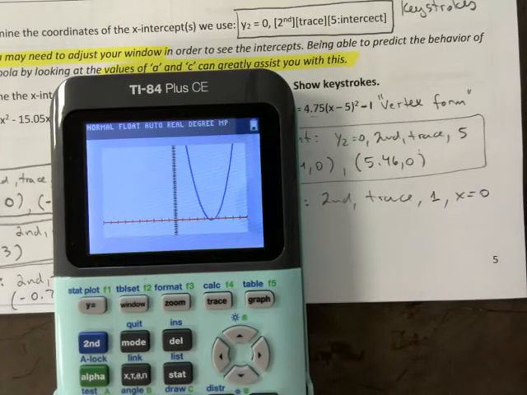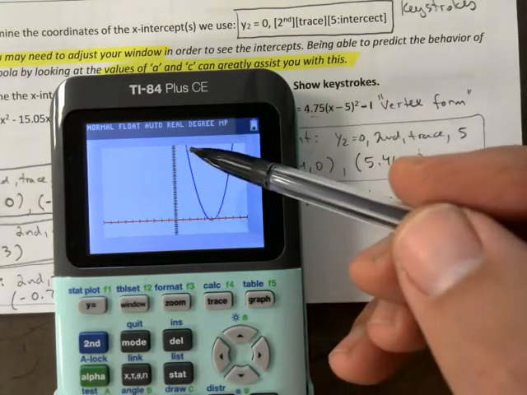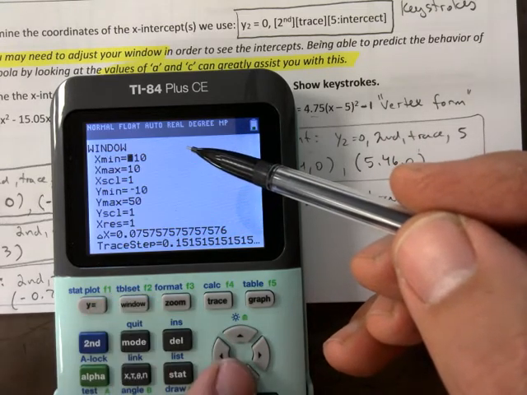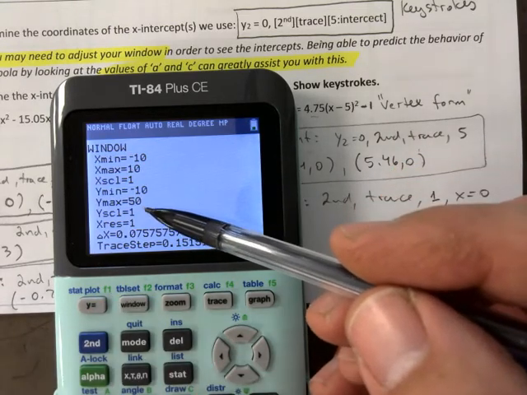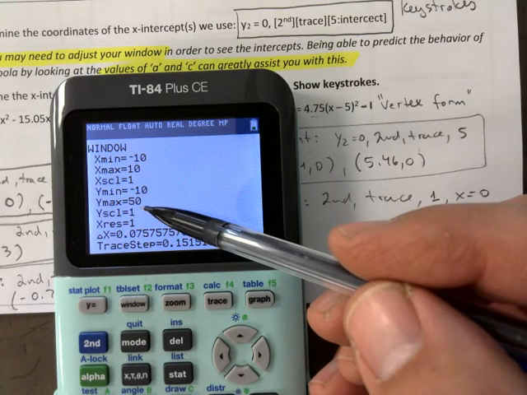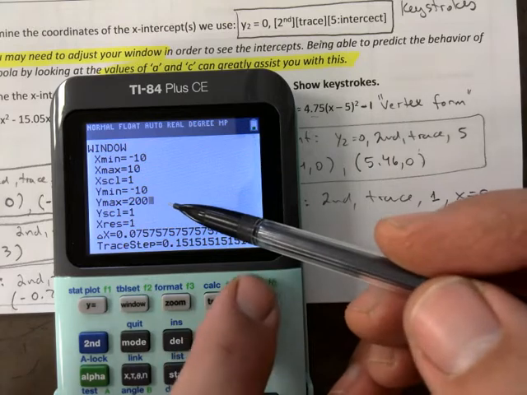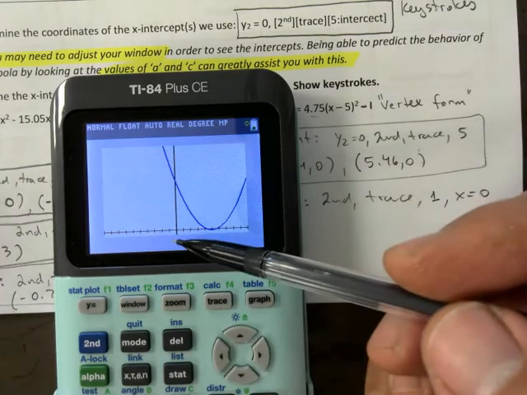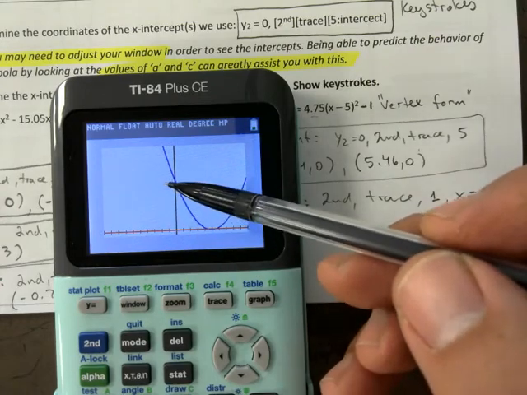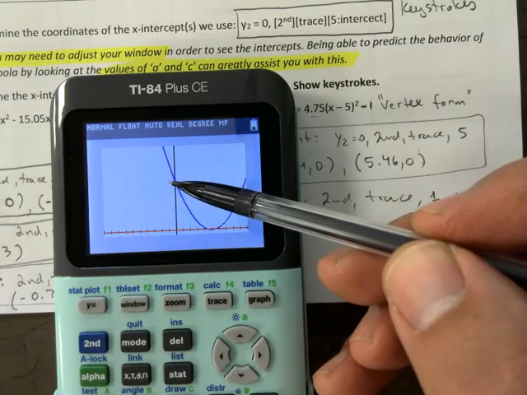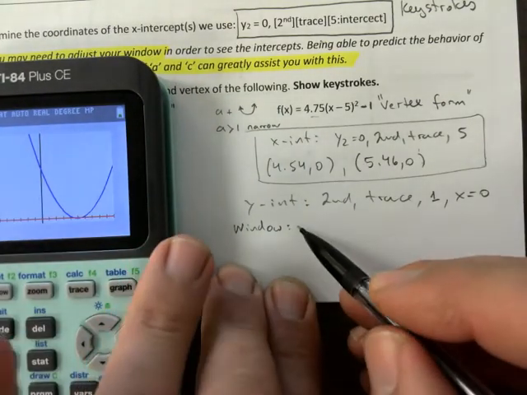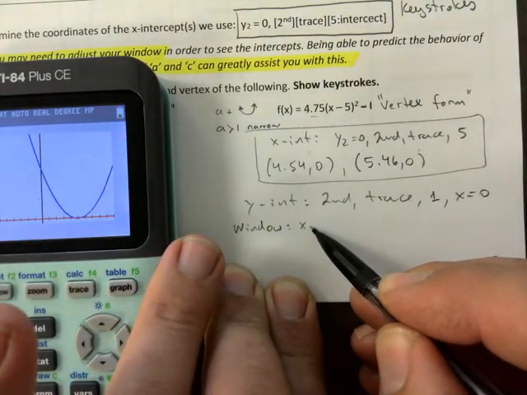Can you see it? Still not, right? But we're seeing more of the curve. So let's go to window again. We're going to go to Y-max. I'm going to change it to 200. I don't want to play around too long, right? I'm going to go 200. Can you see it now? There it is, right?